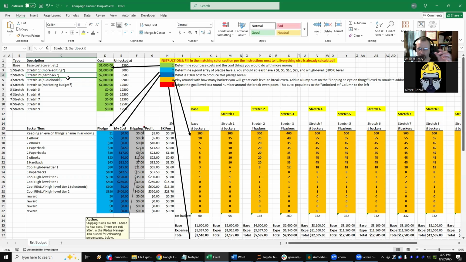I personally tend to have significant milestones as my stretch goals. So let's say base cost, cover, whatever. Your stretch goal 1 is going to be, I'm gonna get a better editor, some developmental and copy editing for this to make sure it's a really good quality book. And that's gonna cost another $1,000. These are just round numbers. Don't take this as actual cost for your book. Go do your own research on how much this is gonna cost. But we're just gonna play around with these numbers.